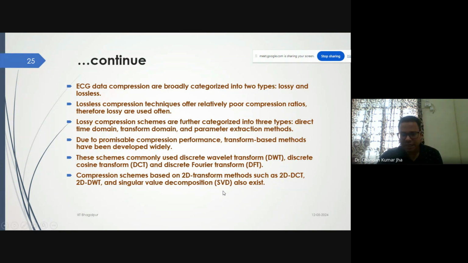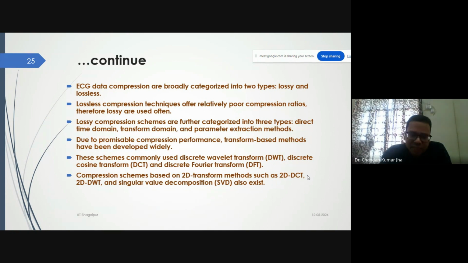Just like the techniques based on the discrete Fourier transform, discrete cosine transform, and discrete wavelet transform. Based on these transform methods, thousands of different lossy techniques have been developed. And apart from the 1D methods, 2D methods have also been used, like 2D DCT, 2D DWT, singular value decomposition, principal component analysis, and independent component analysis based techniques have also been developed as transform based methods. Okay, so it's a research area. I cannot give you the complete information regarding this in one slide, because it includes a very deep background.